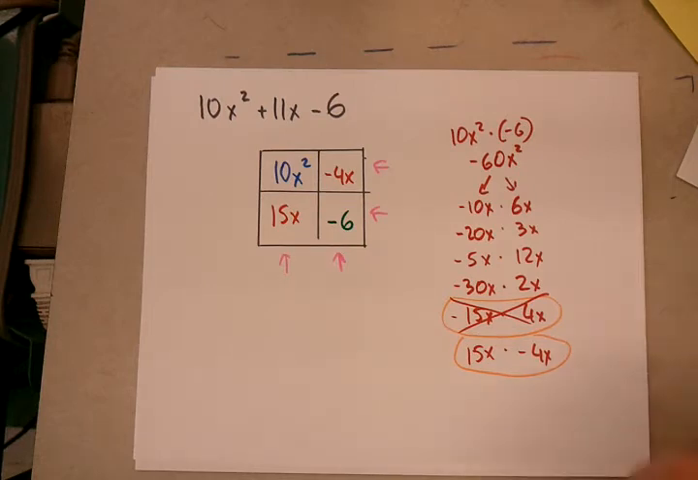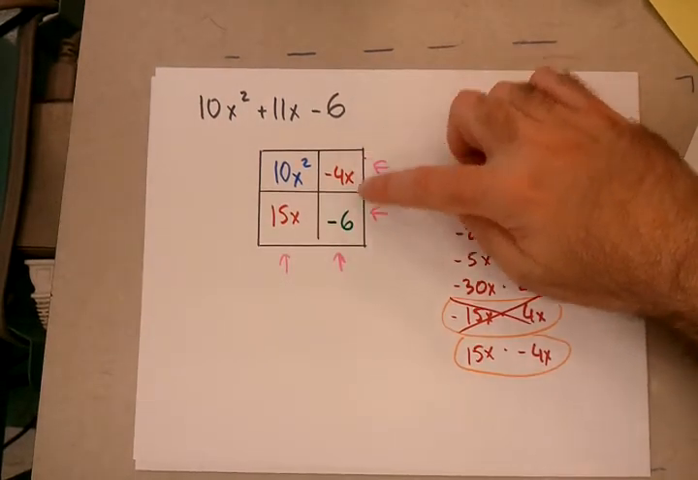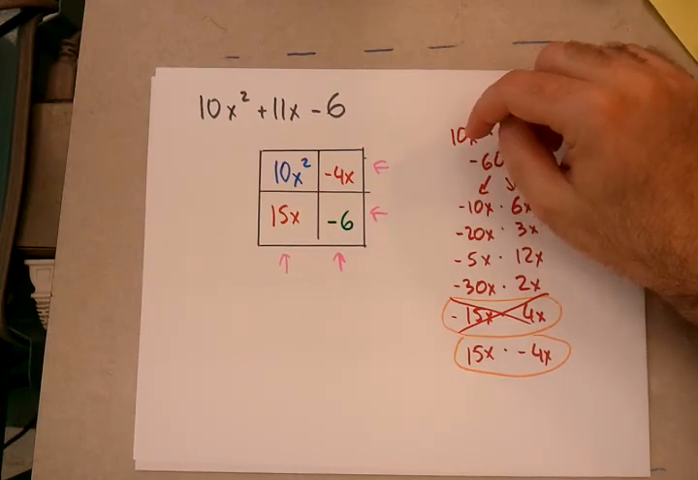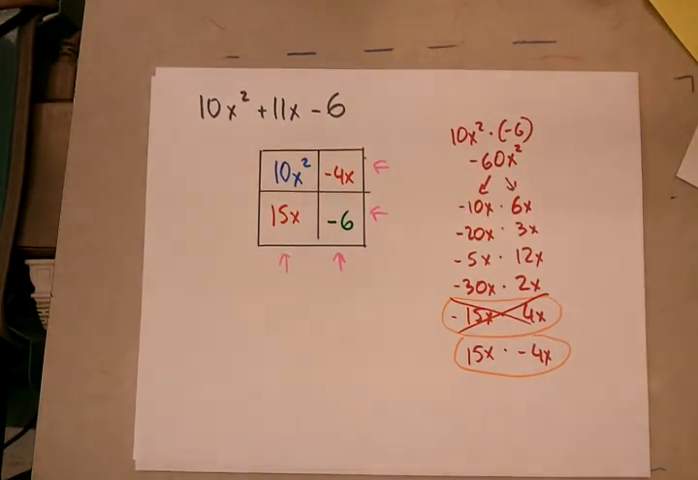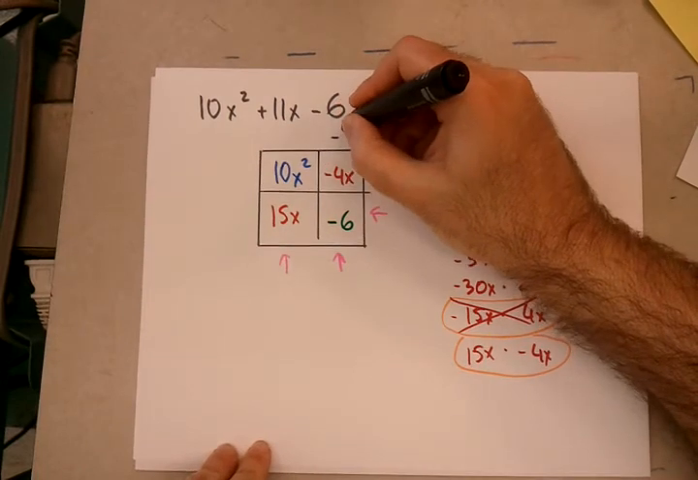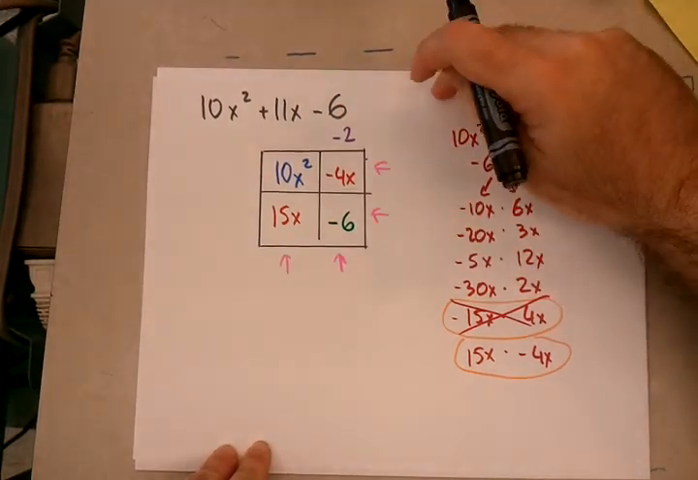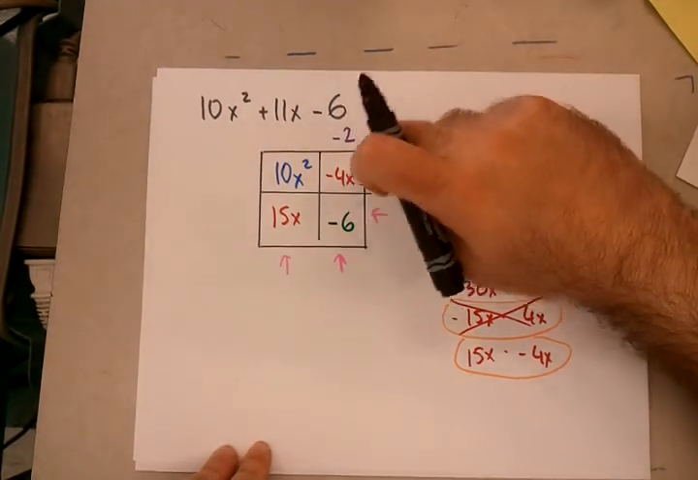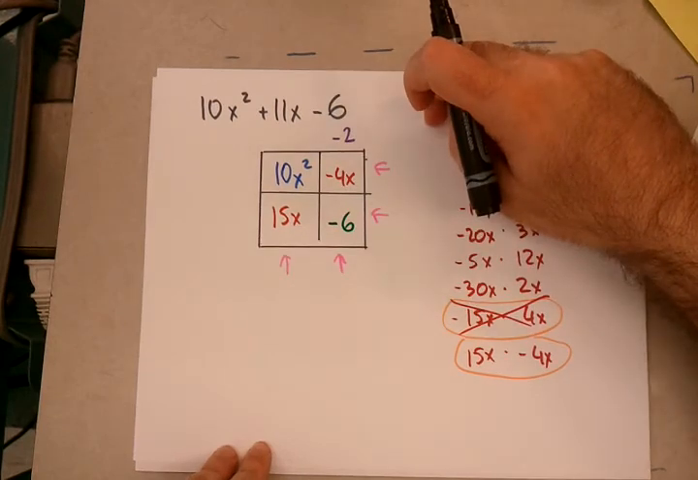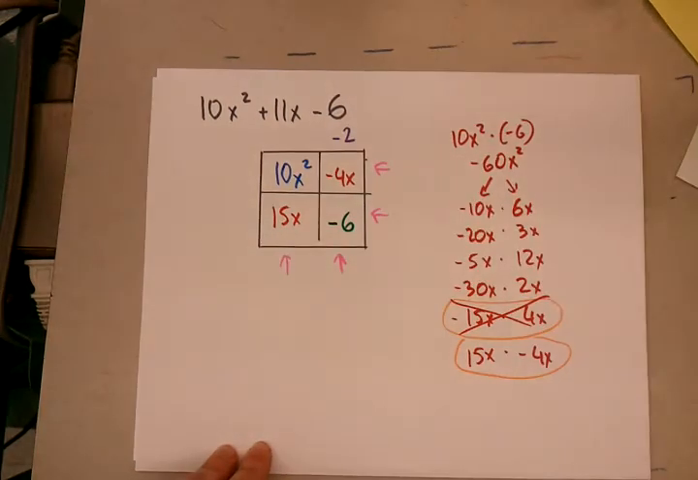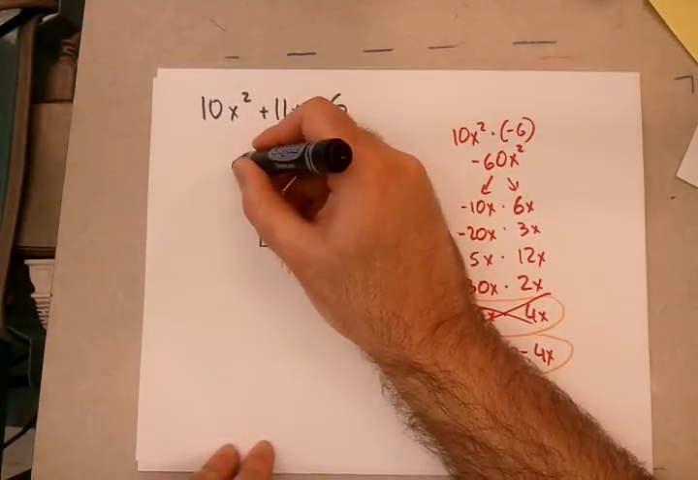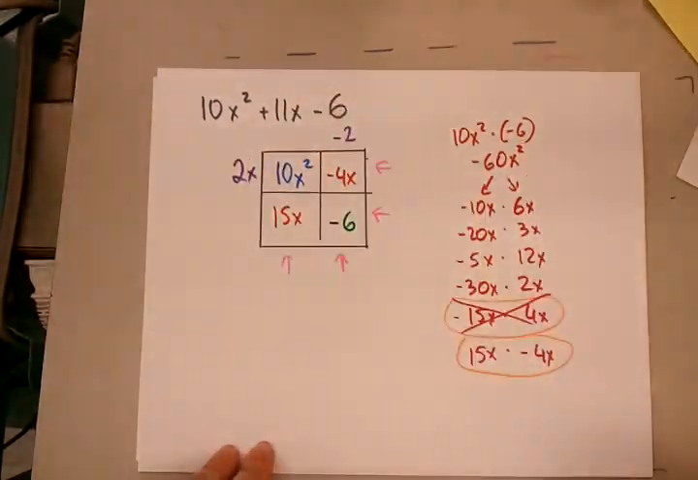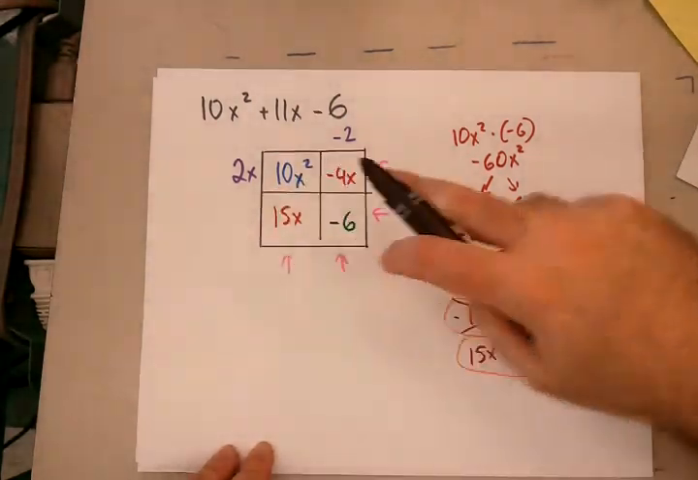So let me get another color. Okay, here we go. So factoring through here, what do a negative 6 and a negative 4x have in common? Well, they have a negative 2 in common. Yes. All right. What about a negative 4x and a positive 10x squared? What do they have in common? Well, they have a 2x. Alright, so that was this way, this was this way.